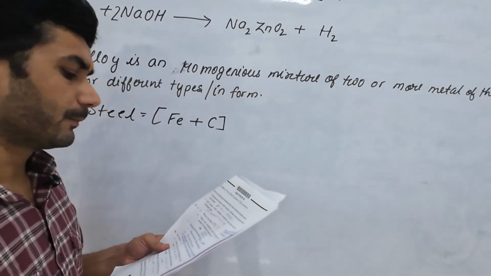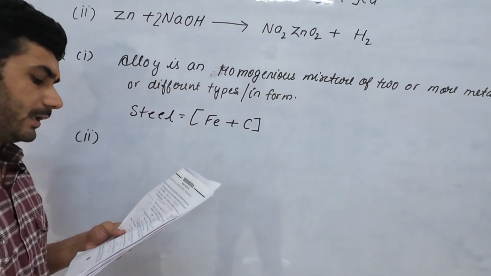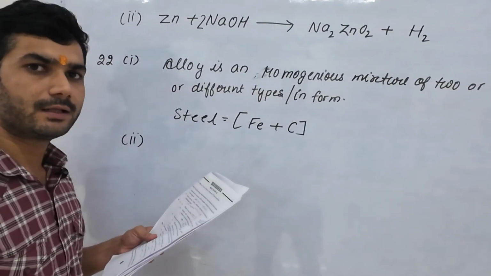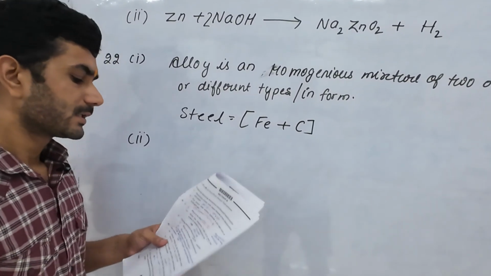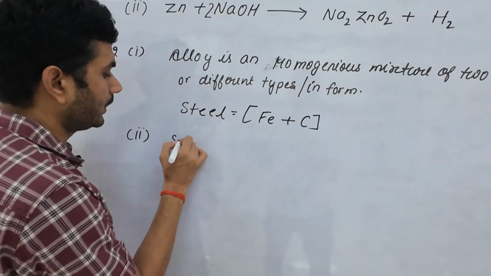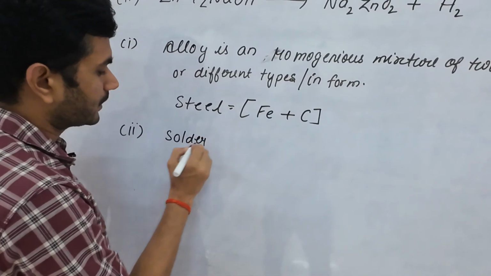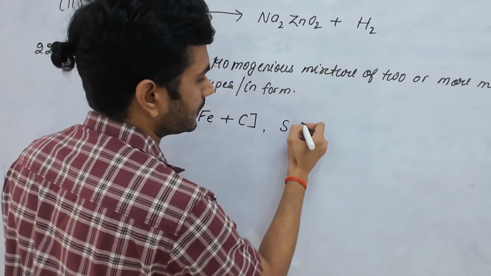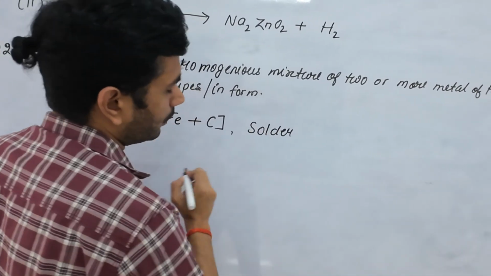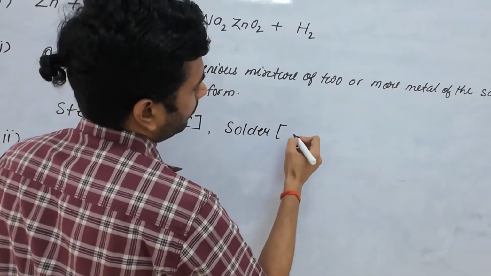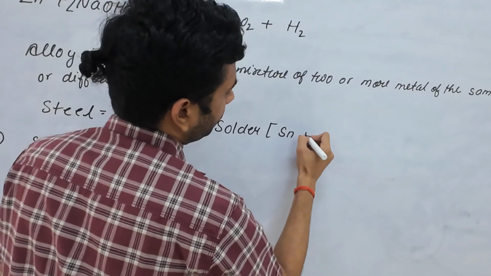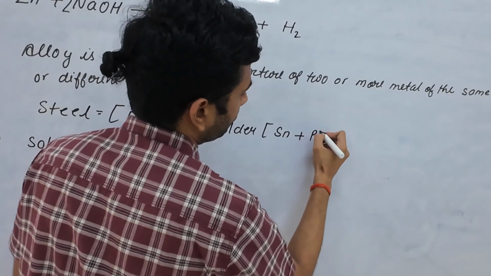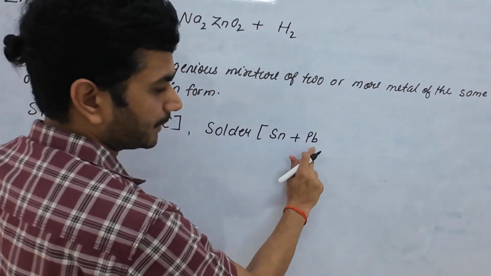Write the composition of solder and the properties which make it suitable for welding electrical wires. It is talking about solder, so this is also very important. Since it is talking about solder, you should write down here: solder is an alloy which is made by mixing tin with lead. You know the symbol for lead is Pb.